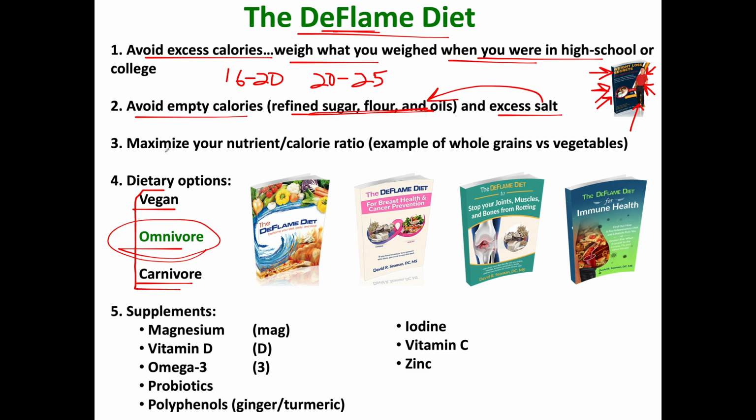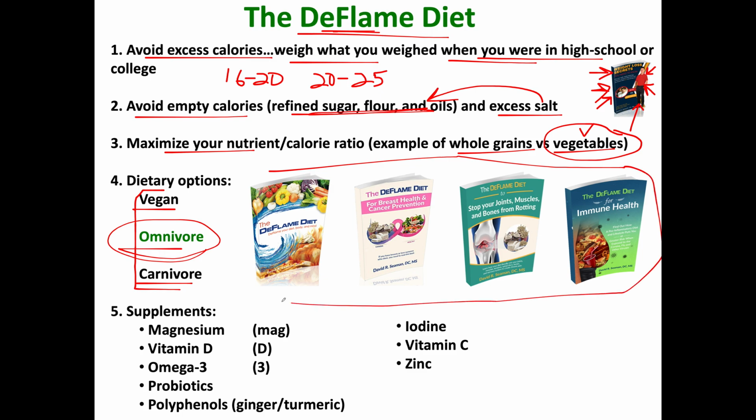So we should also maximize our nutrient to calorie ratio. So if you eat 200 calories of whole grains versus 200 calories of vegetables, you will get far more nutrients in vegetables. That's what that means. And of course, you have your various options. So no matter which option you want, and in all my books, I don't say you should eat this way or that way. You have to do pure paleo, which means you shouldn't eat any grains or legumes. And I'm a fan of the paleo diet.